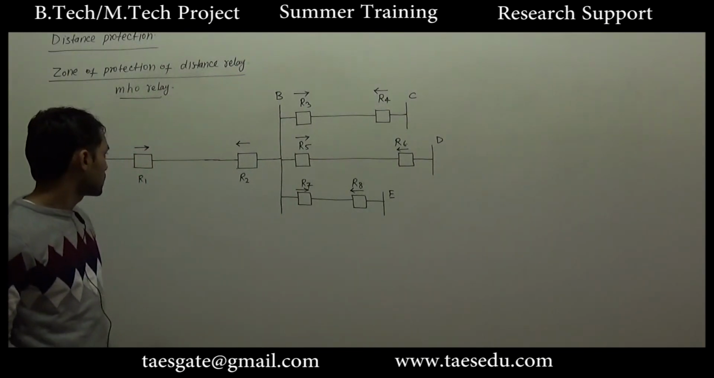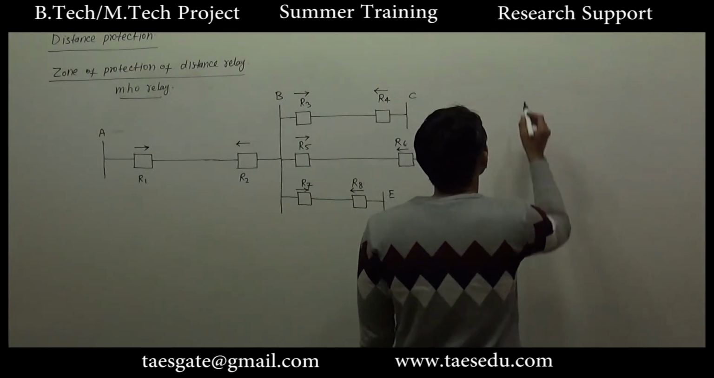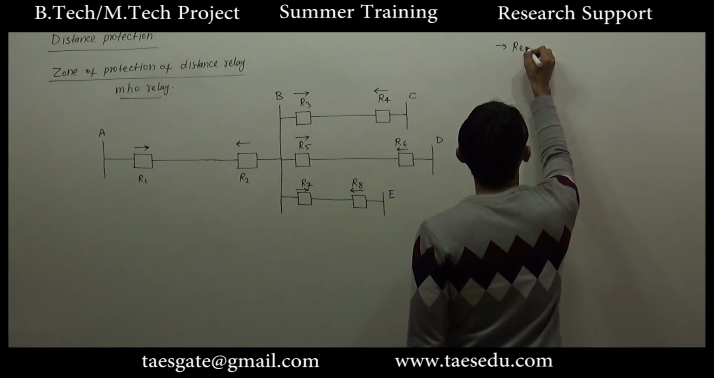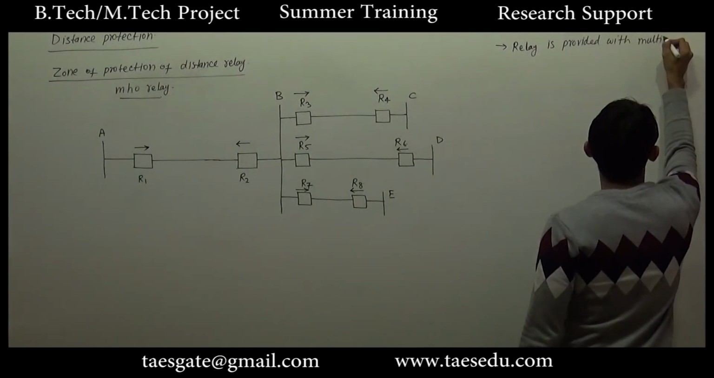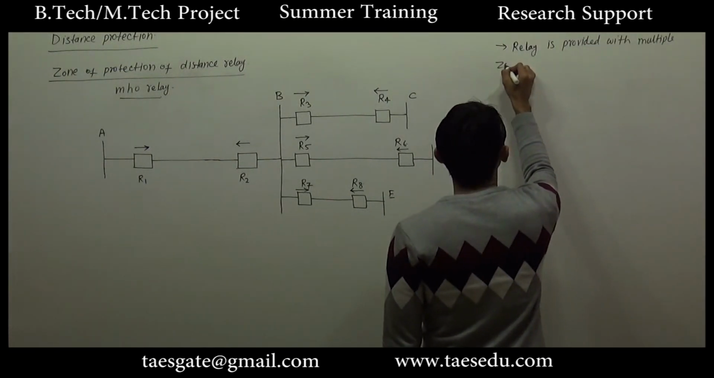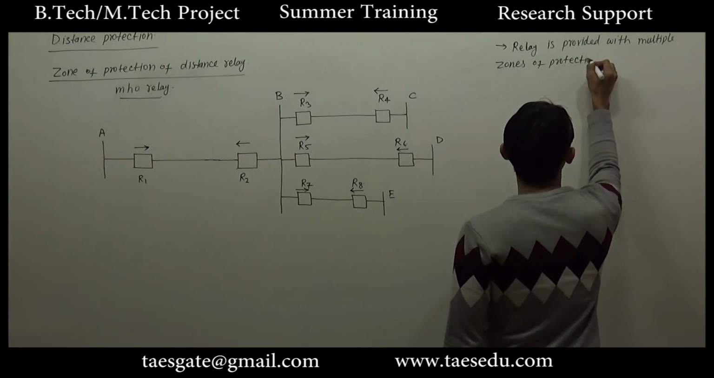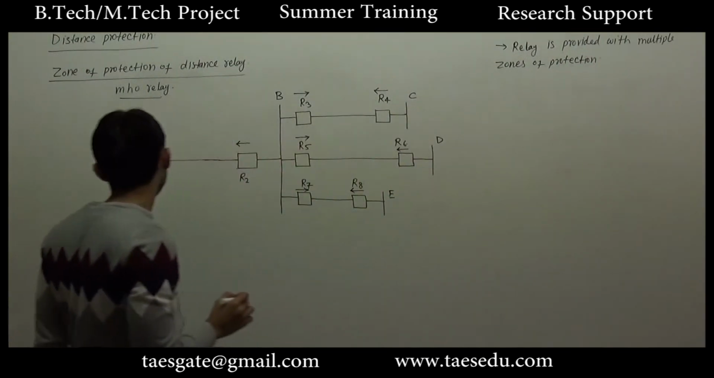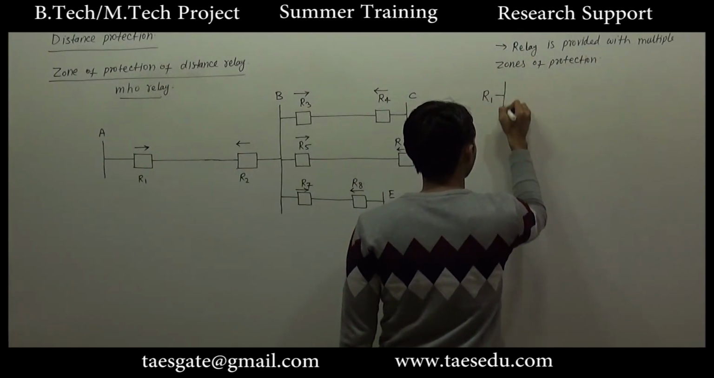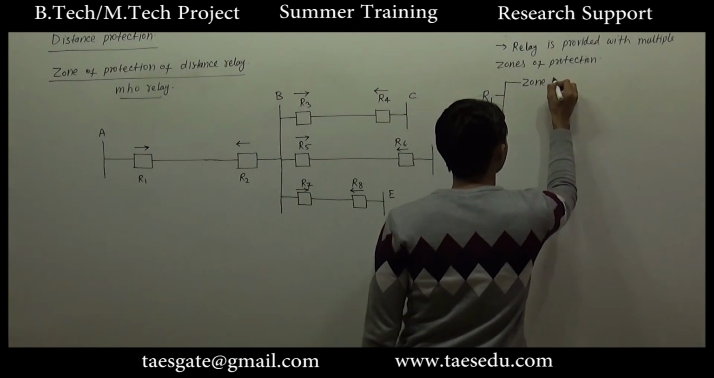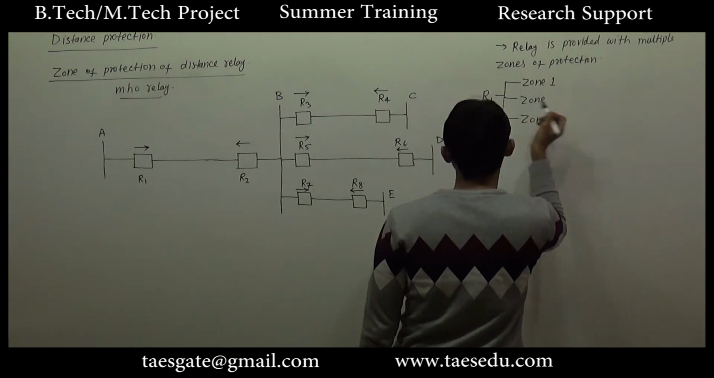Okay, so as I have said, in a power system, a relay will be provided with multiple zones of protection. For example, for relay 1, there will be 3 zones of protection. Zone 1, zone 2, and zone 3 protection will be inbuilt within a relay.